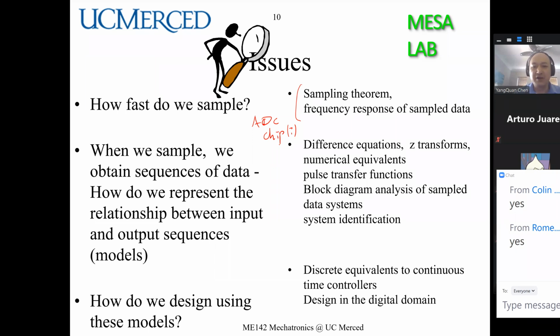Then, how do we represent the relationship between input and output in the discrete time domain? Basically, we have a difference equation, then do a Z transform. And we'll talk about discrete time convolution with the impulse transfer function. Then after that, how can we design using these models in the digital domain? That will be the last part of this course, so that my discrete controller is equivalent to my continuous time controller.